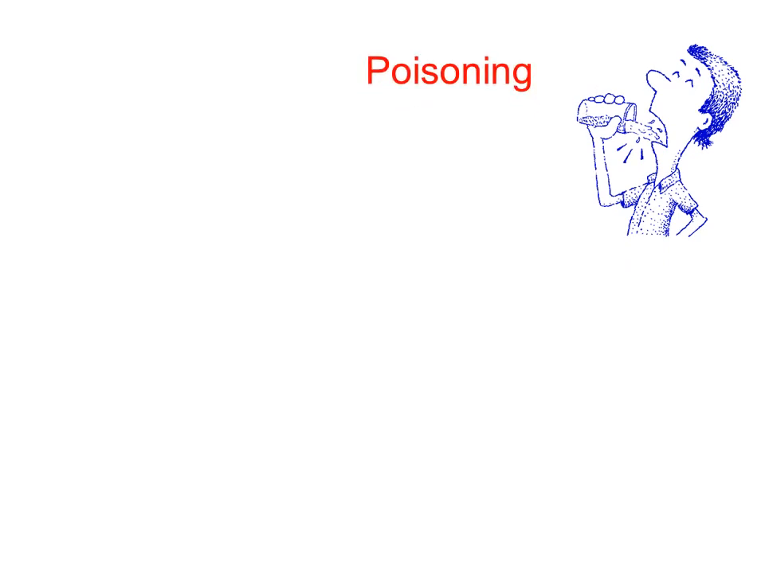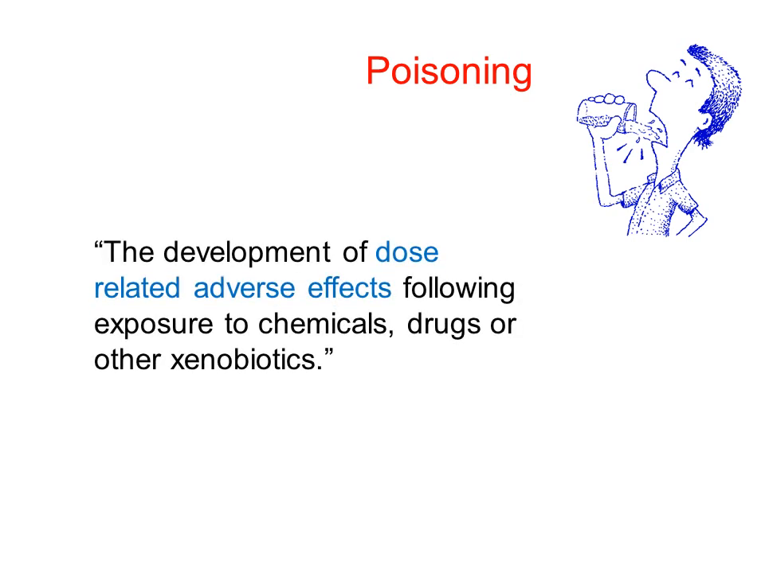Now let us define poisoning. Just as you have seen the definition of poison, the definition of poisoning is the development of dose-related adverse effects following exposure to any kind of chemicals. It can be drugs or any other xenobiotics also. So this is what we call poisoning. So we come across two definitions. One is poison and the second one being poisoning.